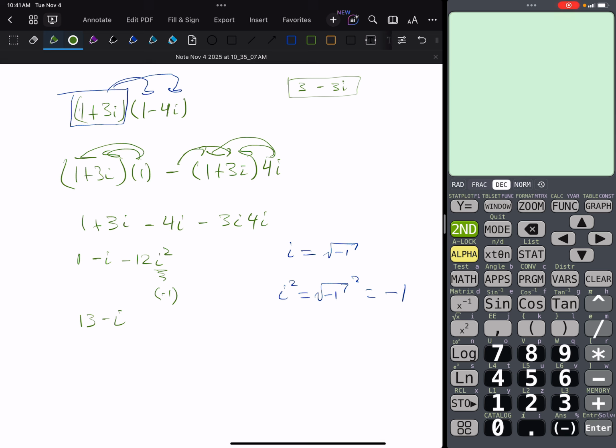Hope that helps us with multiplying two complex numbers.